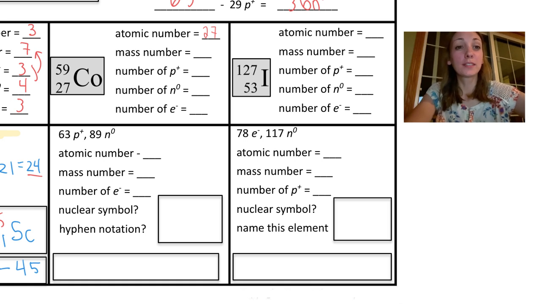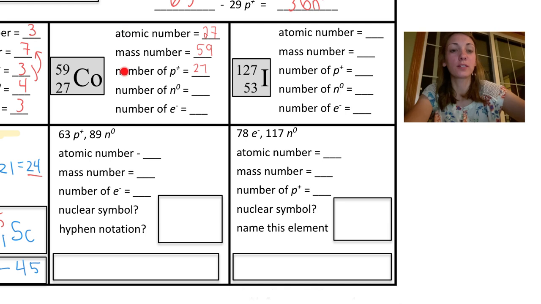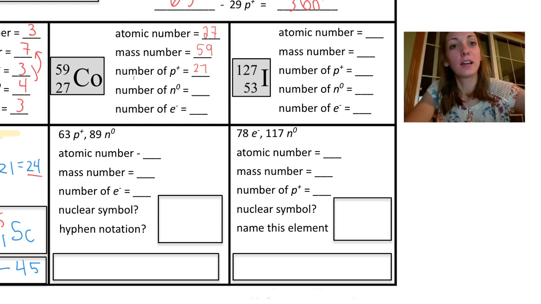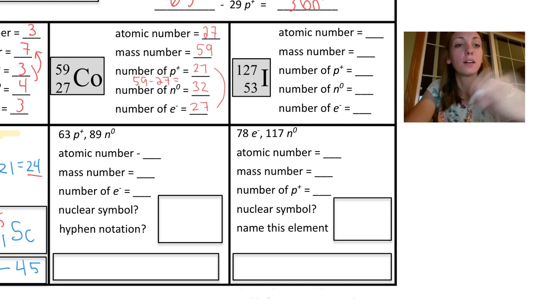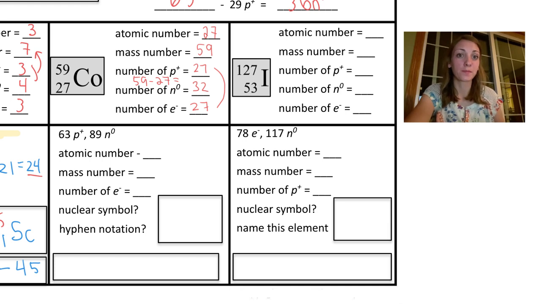Atomic number on cobalt is the bottom, so it's 27. The mass number is the top number in that symbol notation, so it's 59. The number of protons is 27 because that always equals the same as our atomic number. The number of neutrons, we're going to have to take 59, our mass, minus 27 because 27 of that mass was protons, and that leaves us with 32 neutrons. And then electrons, for now, we are assuming are the same as our protons because we're doing neutral atoms.